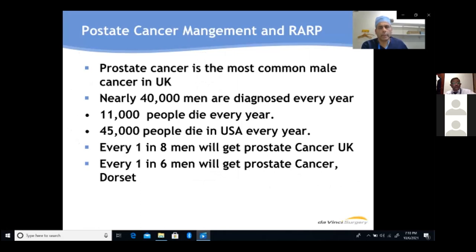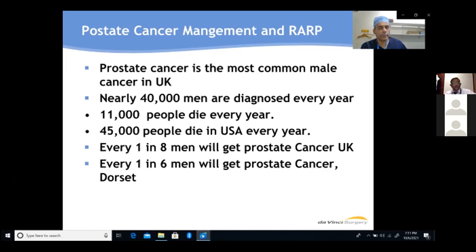And again, my practice is based in the UK, where it is the commonest male cancer. Nearly 40,000 men are diagnosed every year. 11,000 people die every year with prostate cancer, while in the US there are around 45,000 deaths every year. One in 8 men will get prostate cancer in the UK.